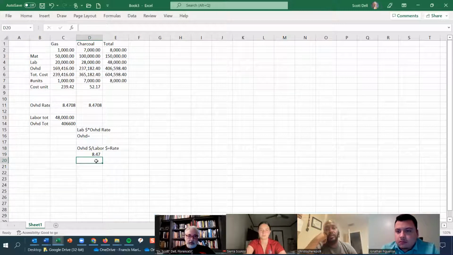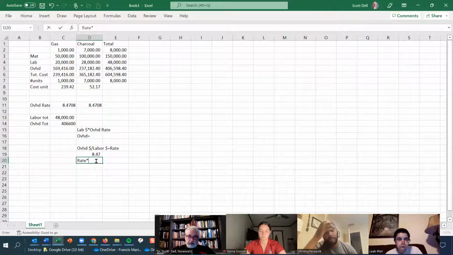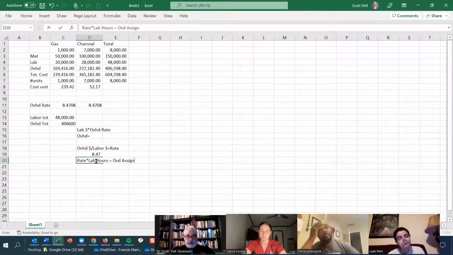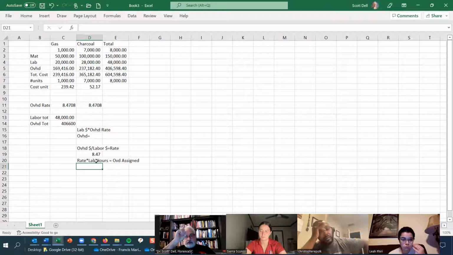So if I take my rate times, just rearrange the formula, labor hours equals overhead assigned in a traditional method. So I've got that one rate, that 8.47 rate, which I calculated. Right? Okay, we used the hint. Thank you very much. It gave me a hint. I don't need the hint because you could have figured this out by determining my total overhead.